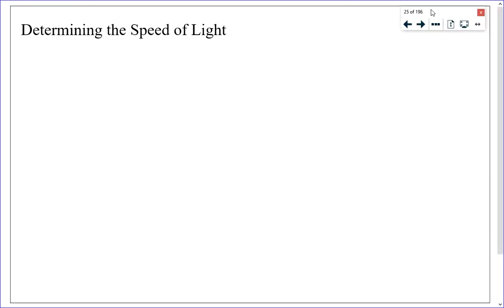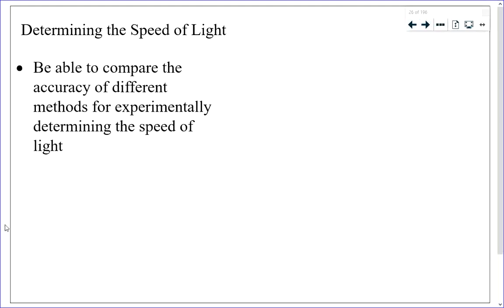We learned in this course how to determine the speed of light, and I'm not going to go through all of the methods, but essentially they all require measuring a distance and measuring a time. And you're expected to be able to compare the accuracy of different experimental methods for determining the speed of light. Obviously, if you want to get a very accurate result for the speed of light, you need to do at least one of two things. One, have the light travel a very, very large distance, and be able to measure the time of travel very accurately.